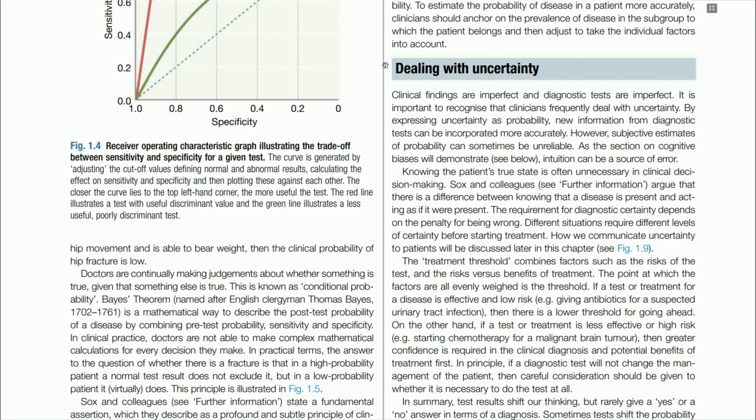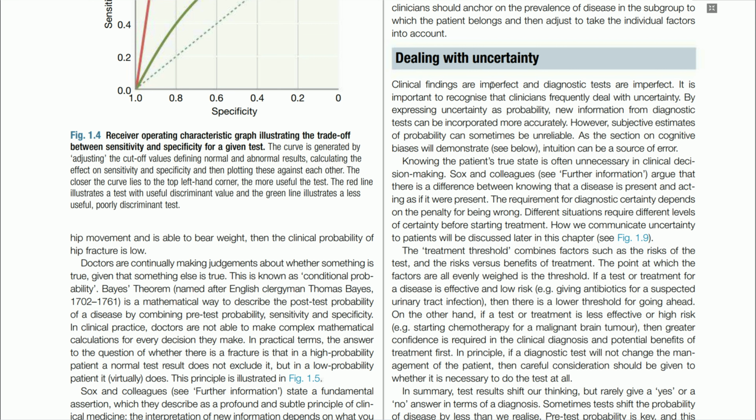Dealing with uncertainty. Clinical findings are imperfect and diagnostic tests are imperfect. It is important to recognize that clinicians frequently deal with uncertainty. By expressing uncertainty as probability, new information from diagnostic tests can be incorporated more accurately. However, subjective estimates of probability can sometimes be unreliable. As the section on cognitive biases will demonstrate, intuition can be a source of error. Knowing the patient's true state is often unnecessary in clinical decision making.